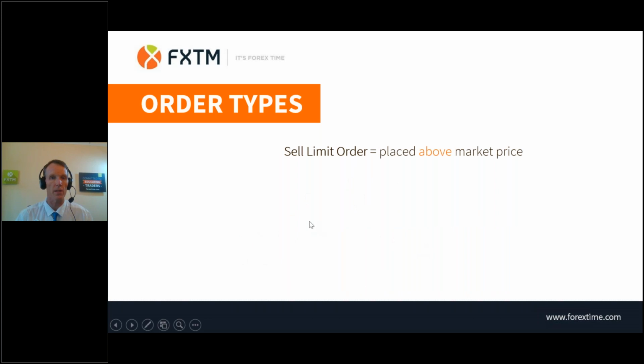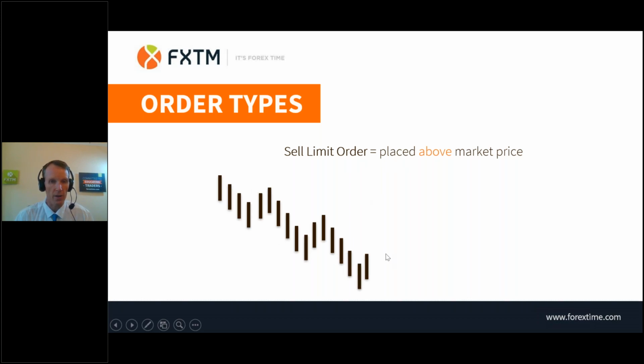And obviously, it's exactly the same with a sell limit order. We place it above the price this time. So there's a downtrend. We see a pullback. We're expecting it might pull back, and if it pulls back to there, then it might continue. So we want a sell order there. It's above the market price. Hope this makes sense for you visual learners.